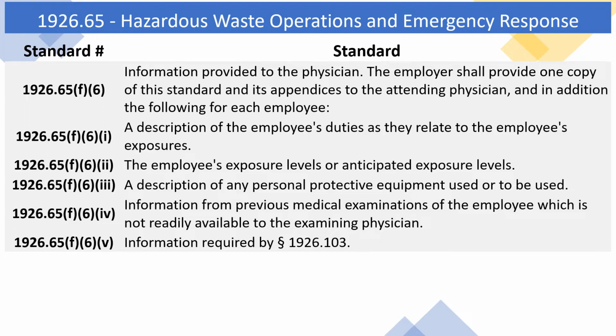1926.65 F6 1. A description of the employee's duties as they relate to the employee's exposures. 2. The employee's exposure levels or anticipated exposure levels. 3. A description of any personal protective equipment used or to be used. 4. Information from previous medical examinations of the employee which is not readily available to the examining physician. 5. Information required by Section 1926.103.